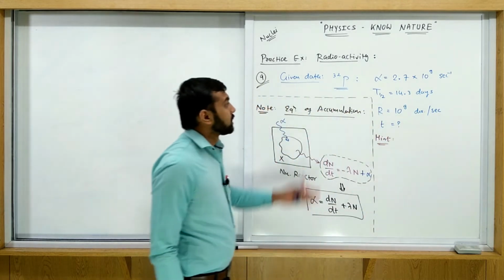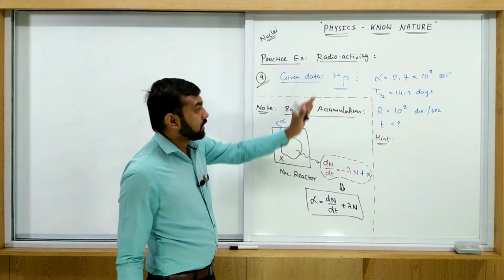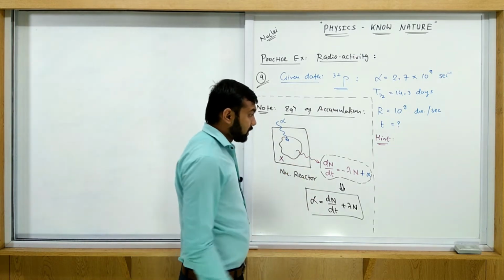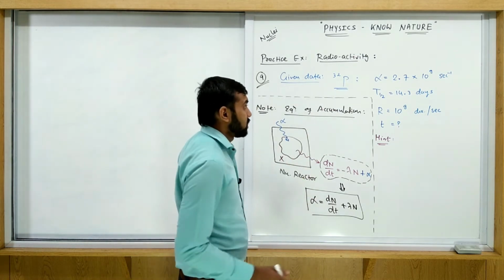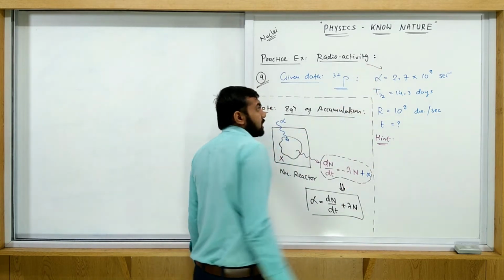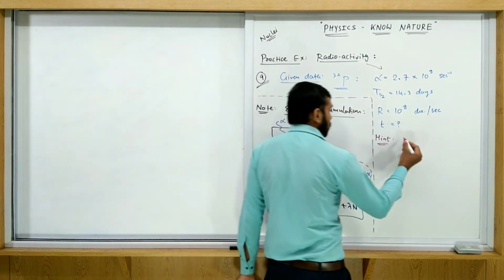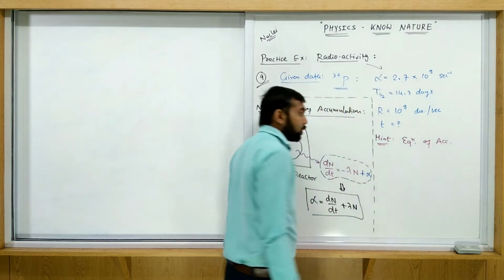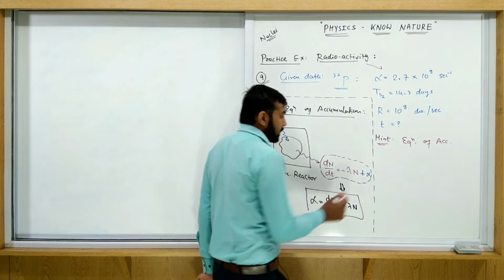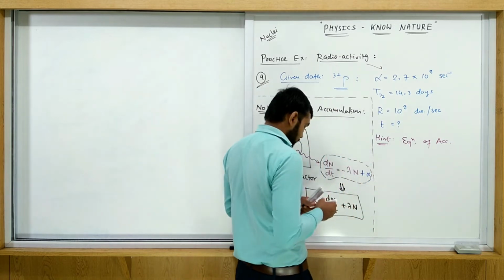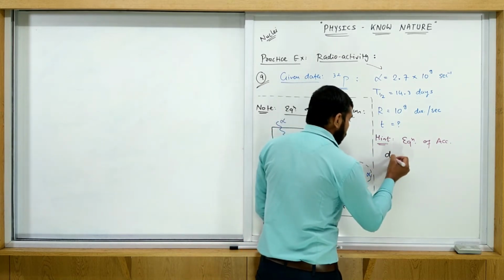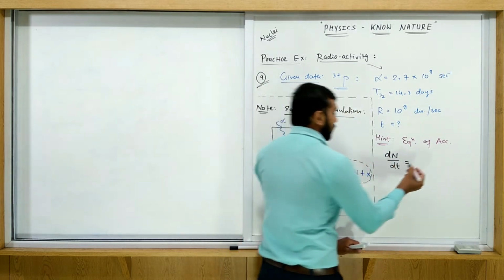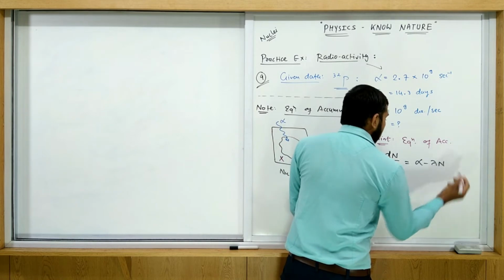Hint for this example: half-life given, alpha given, r given, and everything is given to us. Let's write the equation of accumulation. Why? Accumulation rate is given to us. So the equation of accumulation is given as dN/dt = alpha minus lambda N.